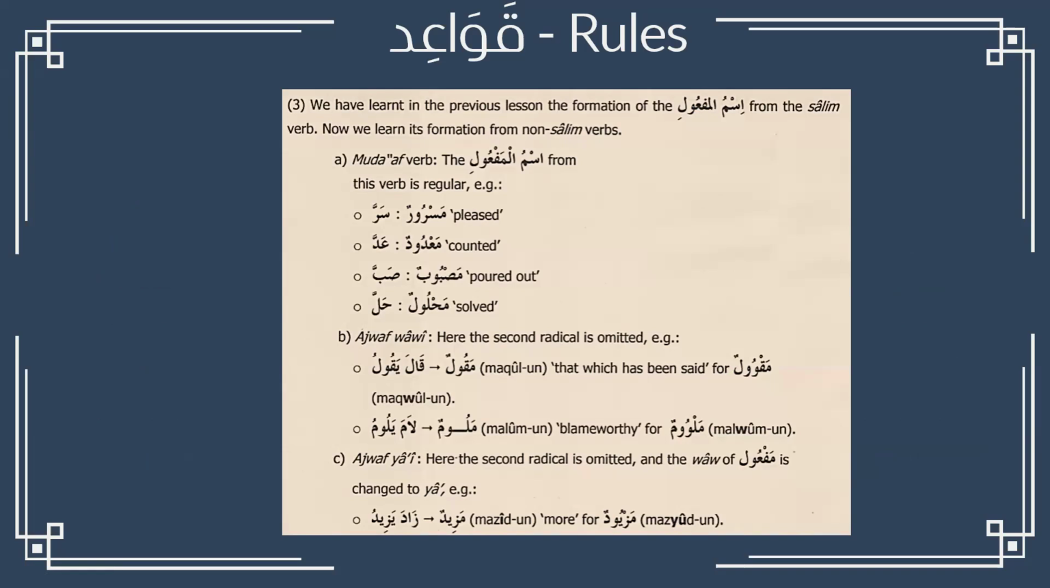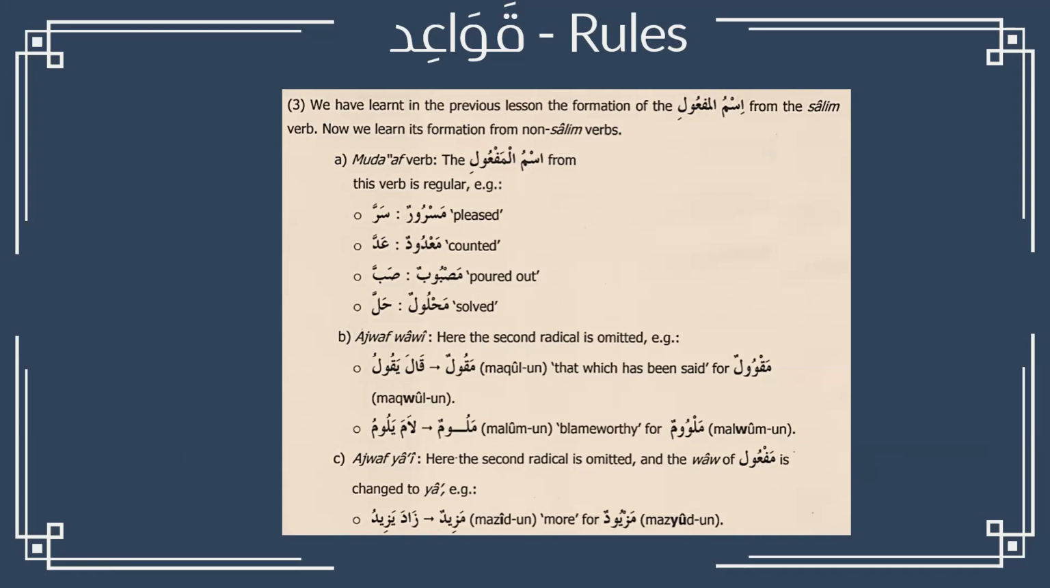Meaning that you now have a weak letter in the middle, the beginning, or at the end, or you have the repetition of the ya, waw, or alif. So for mudaf, the ismul maf'ul from this verb is regular. For example, sarra becomes masrurun, adda ma'dudun, sabba masbubun, halla mahlulun.